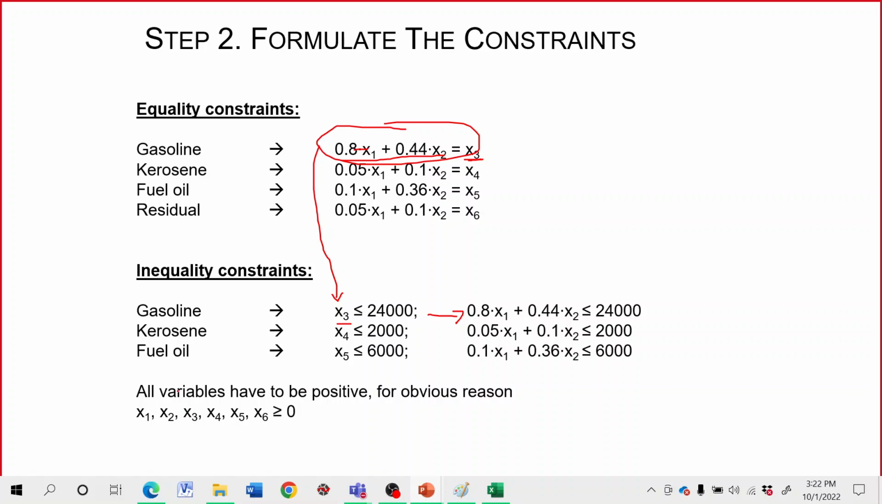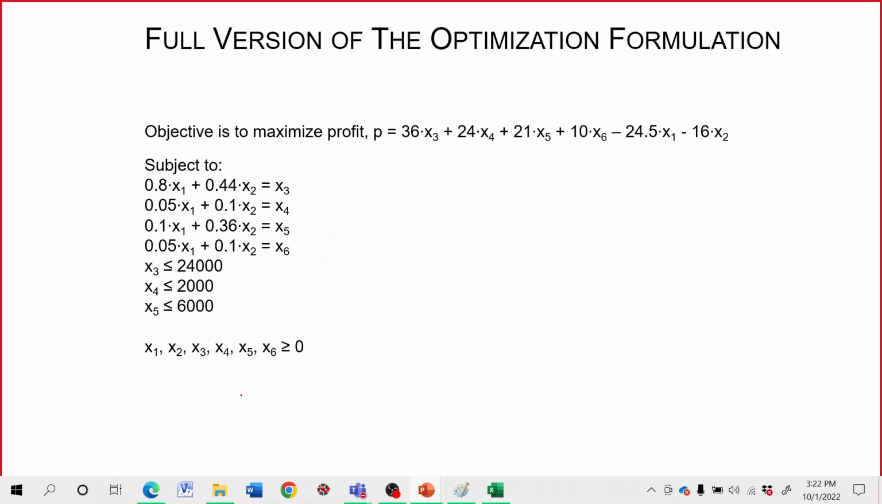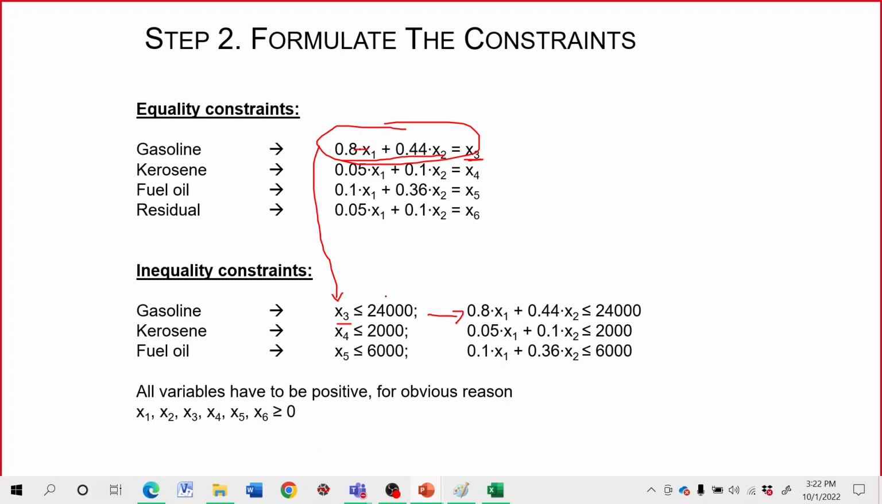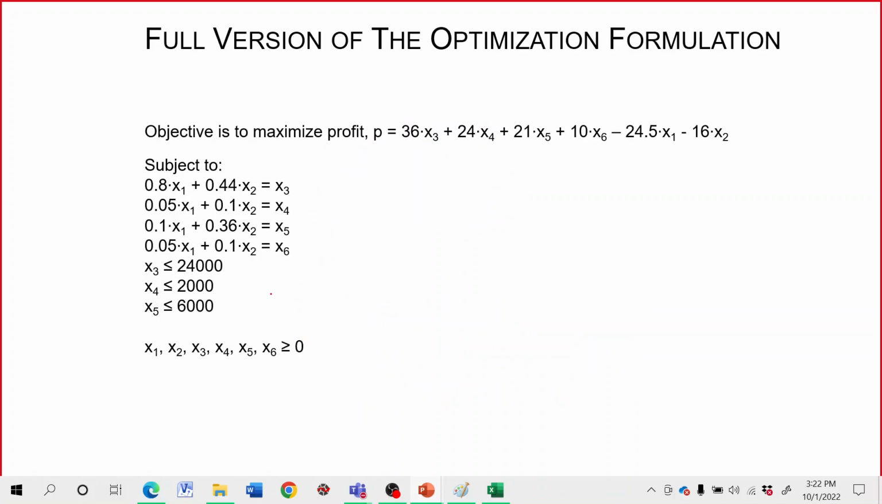And then all of these variables, x1, x2, x3, and so on, all of these crude flow rates, have to be positive for obvious reason. You will not see minus 10 barrels per day. So with this, we have the full version of the optimization formulation, with x1 until x6.